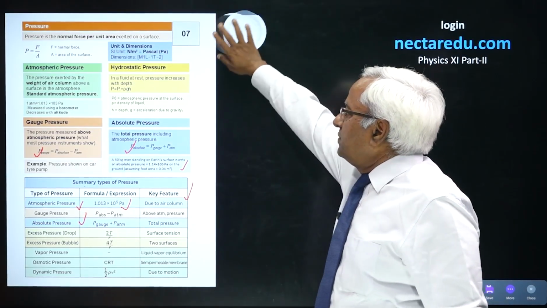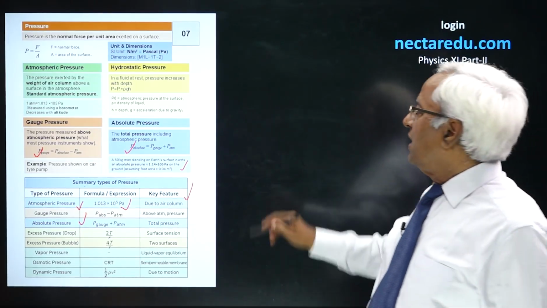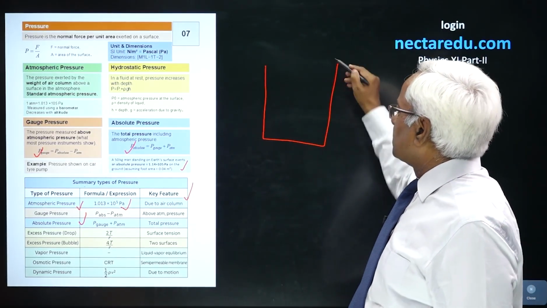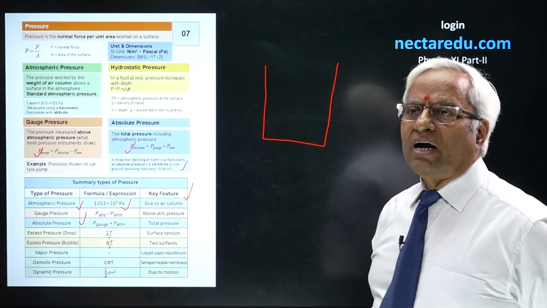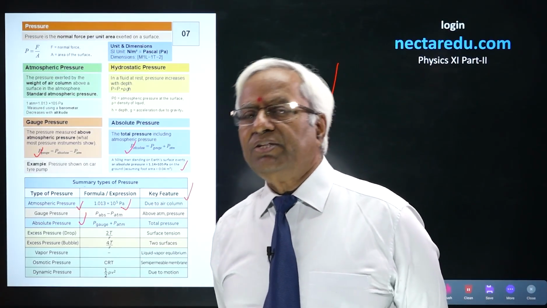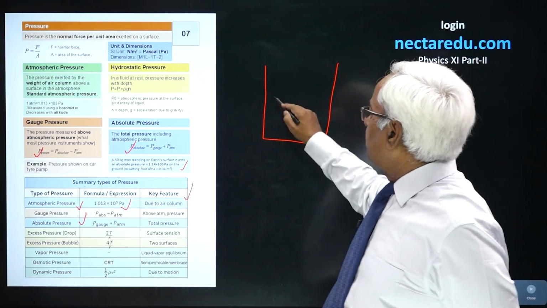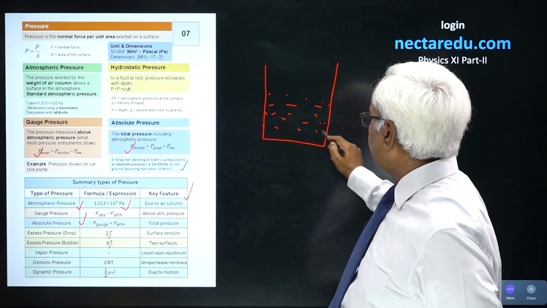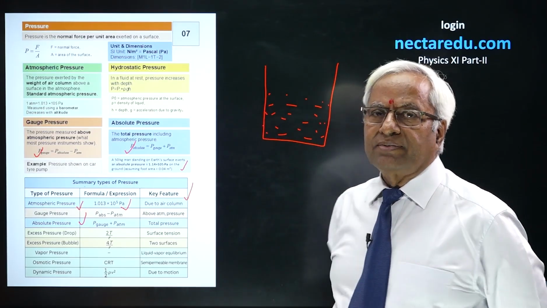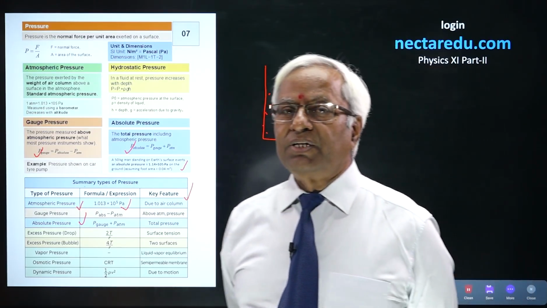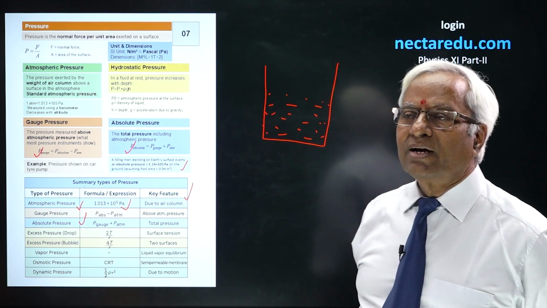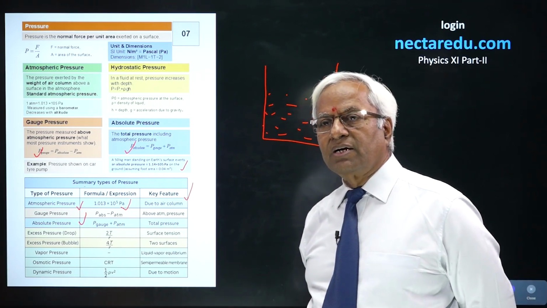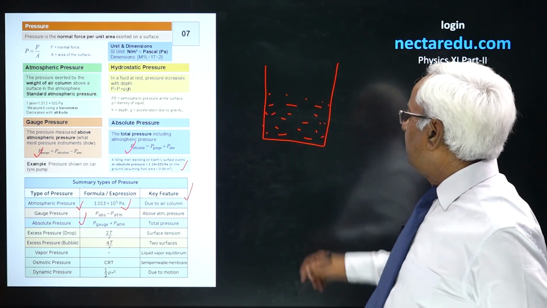Now is the time to know the detail of hydrostatic pressure. You must know what hydrostatic pressure is. Hydrostatic pressure, static stands for rest. Hydro stands for liquid in general. So, when the liquid is at rest, the pressure because of this liquid at rest is known as hydrostatic pressure. Remember, this term is not valid for gases. This is confined to liquids only.